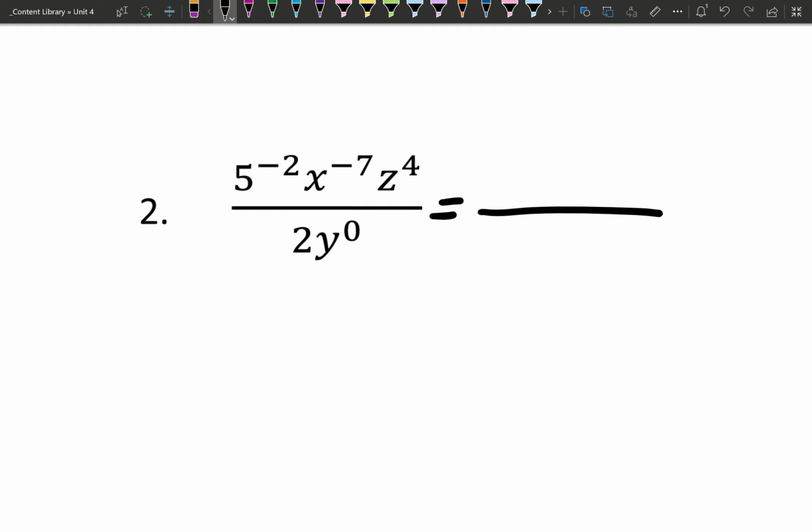So, let's start number 2. On the top of the fraction, we have 5 to the power of negative 2. That means we should actually write it on the bottom here as 5 to the positive second. Next, I want to fix my highlighter. There we go. Next, we have x to the power of negative 7 on top, which means I should actually have x to the power of positive 7 on the bottom. Z to the power of 4 is positive, stays on top.